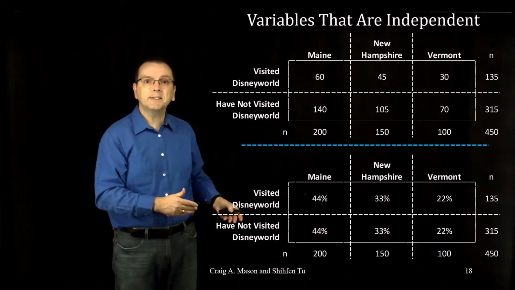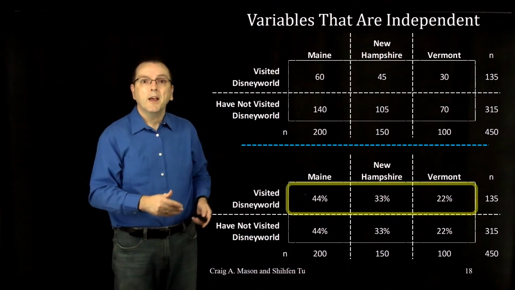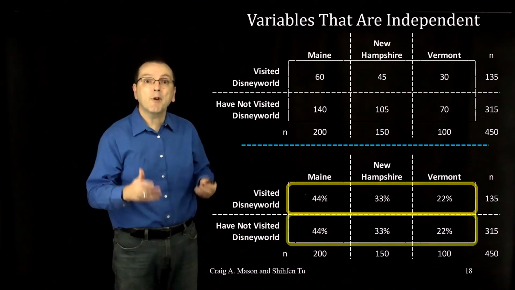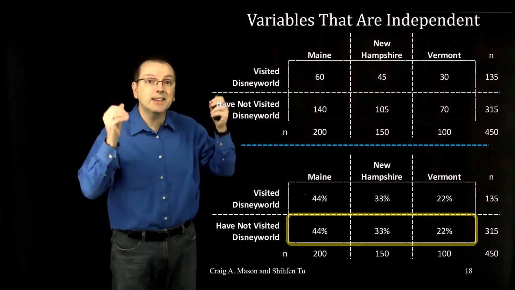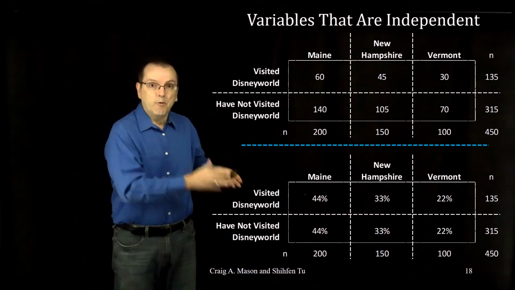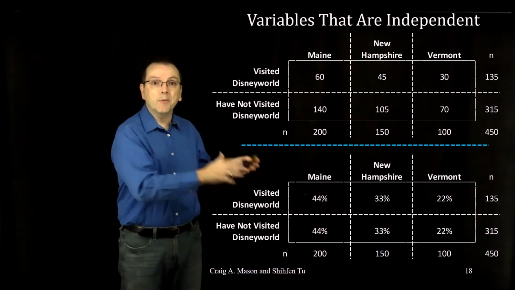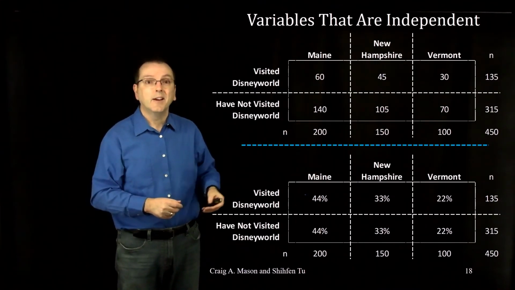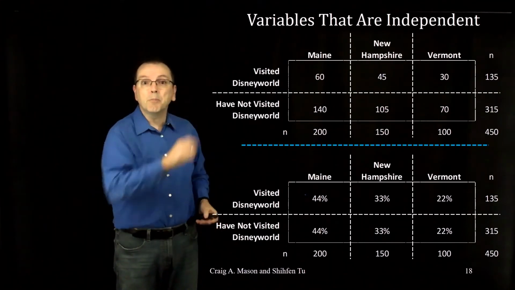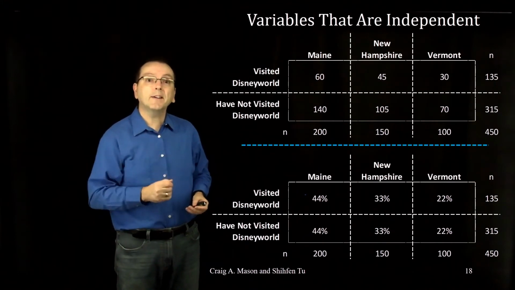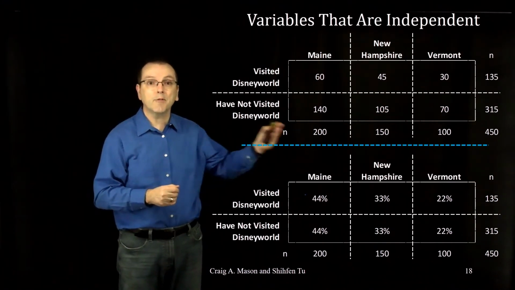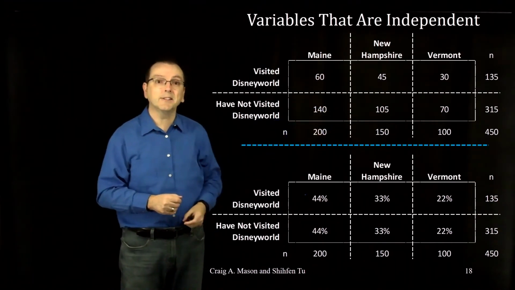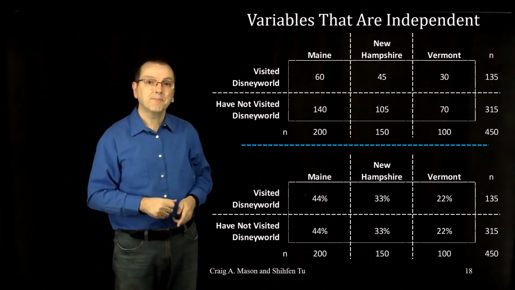Within both the Disney and no Disney group, the percentage of people from each state are exactly the same. 44% from Maine, 33% from New Hampshire, and 22% from Vermont. Whichever Disney group you're in has no effect on the probability that you're from any of the states. Okay?